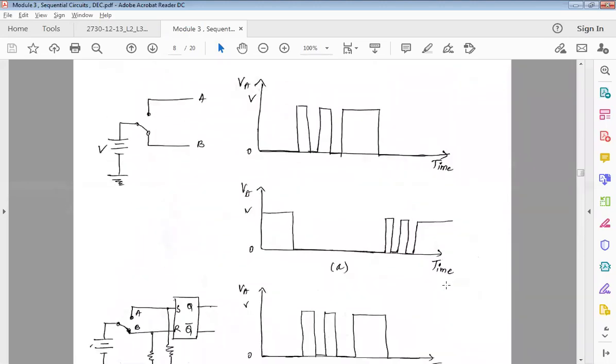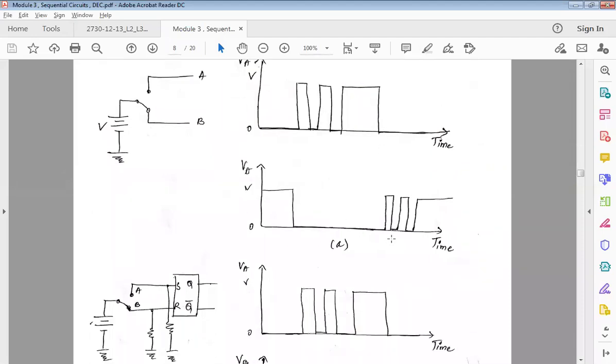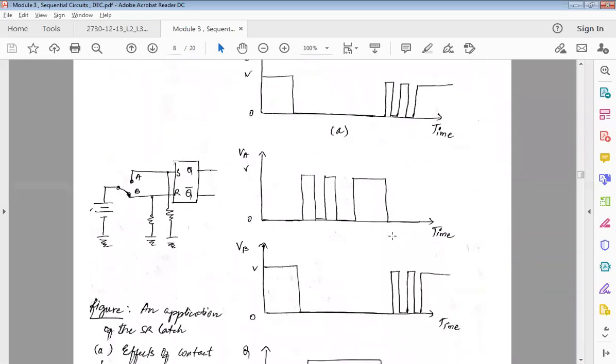If you can see, you can see a lot of small pulses here. This is because whenever the switch is in contact, there will be a sudden spike of voltage, and then it drops down, then suddenly there is a spike. Then at this point of time, you would find that your voltage is stable. Similarly here for B also, you can see a lot of small pulses. These are actually not needed.